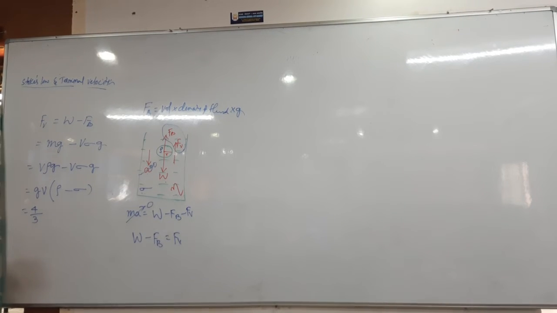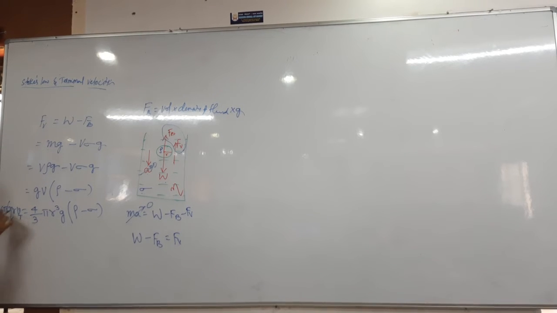Now the volume is 4 by 3 pi R cube, times g, times rho minus sigma. Clear? Then the viscous force by Stokes law is 6 pi eta R V. Which velocity here? Terminal velocity. That is what I have to derive here.